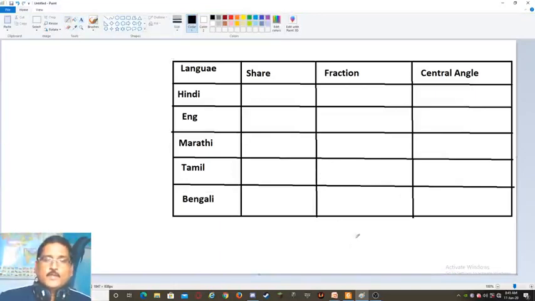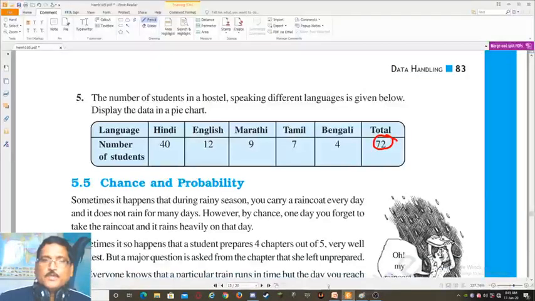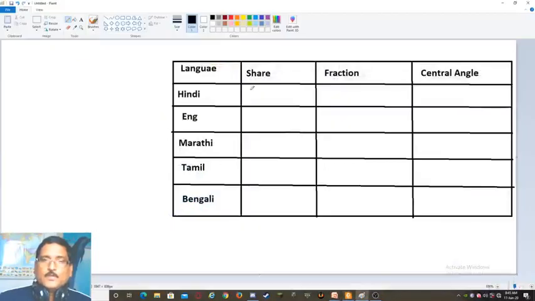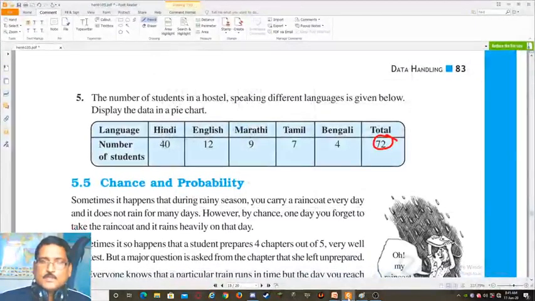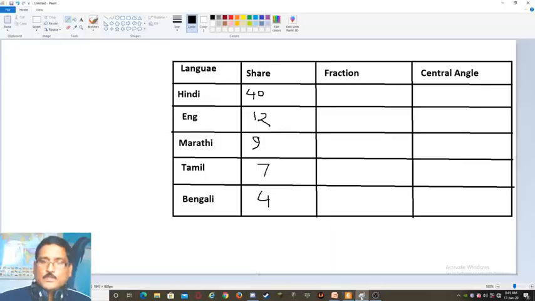What is the individual share? Now we'll use the pen. It will be a little easier for me. 40, 12, 9, 7, 4. Total was what? Total was 9, 12, 7, 4, 49, 72. Fraction 40 upon 72.